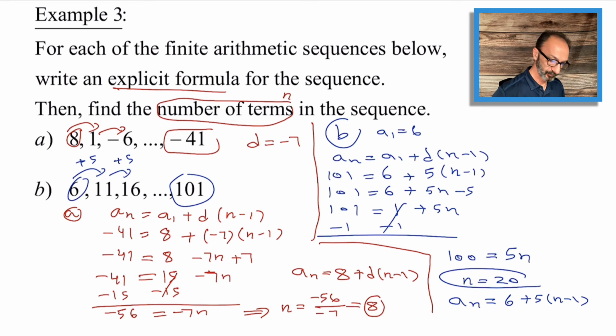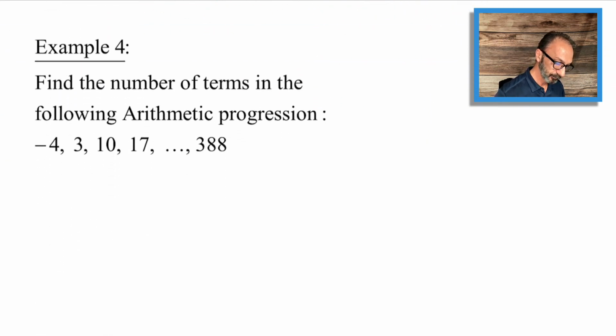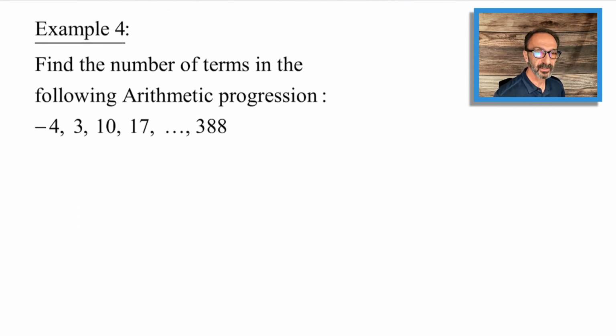Okay. The last example. Find the number of terms in the sequence. Now, I've seen students say list them all and try to find them. You could do that, but of course, that's not what the problem is asking. Imagine if the last number is not 388. It's like 1,000 something. I don't think you want to list them all. So the proper way to do it is using the arithmetic sequence formula and finishing it.